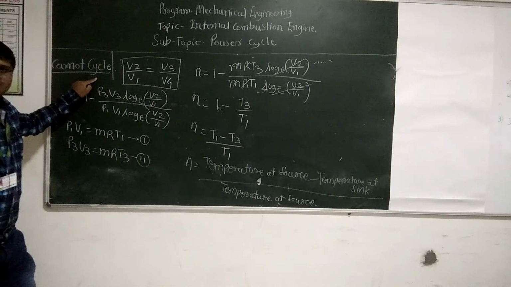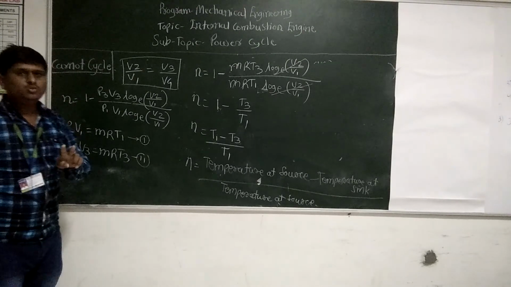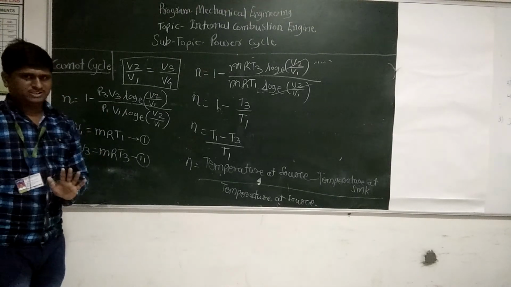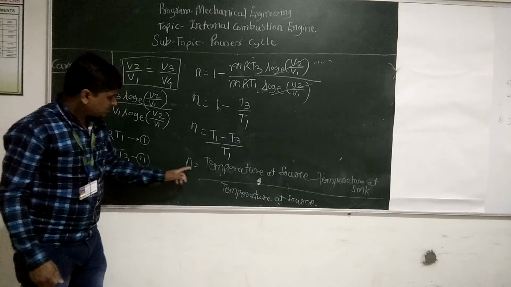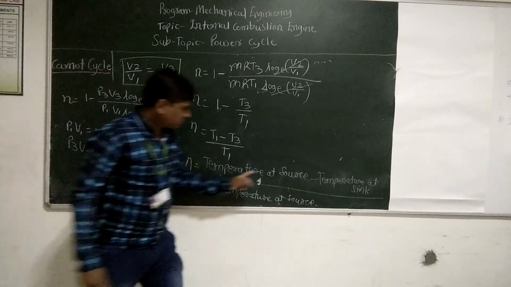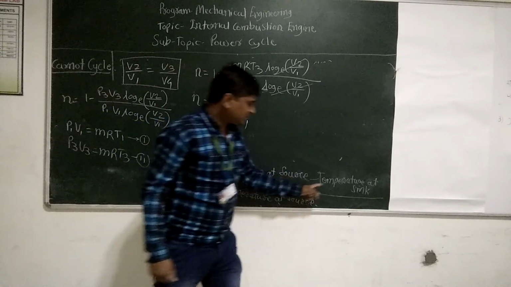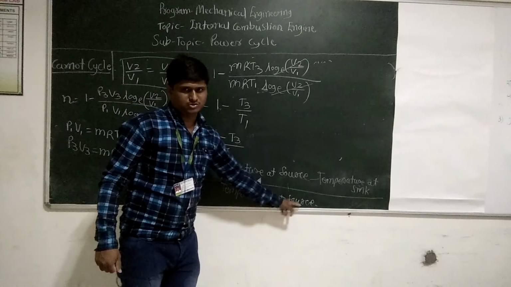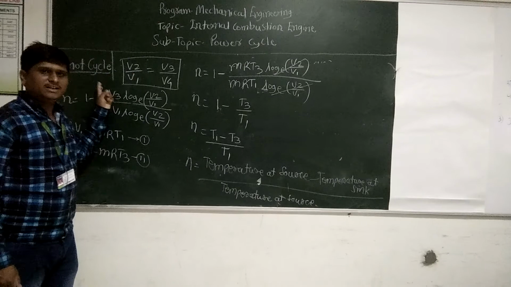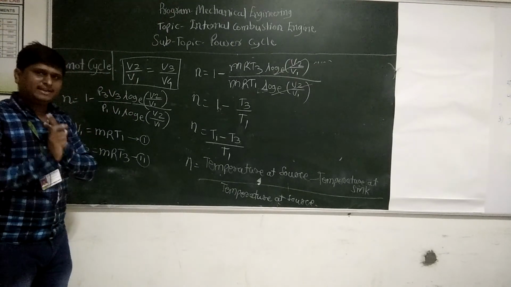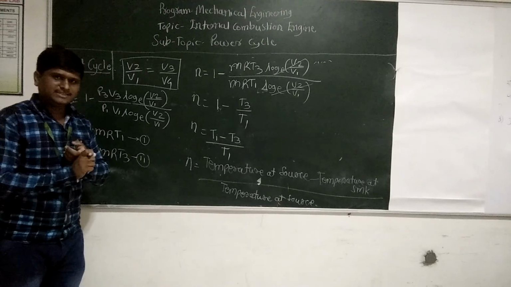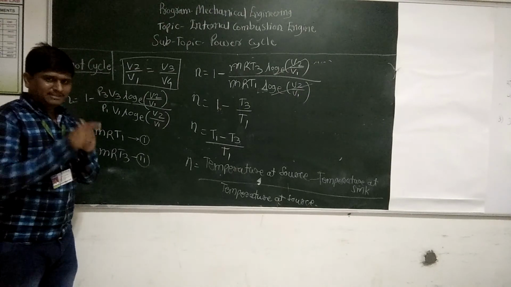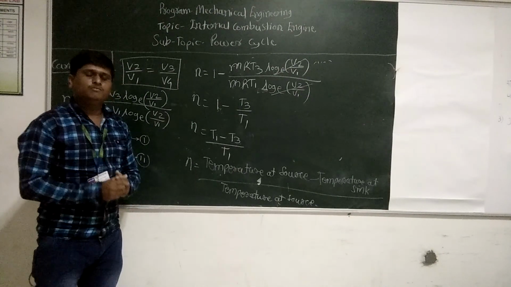So we discussed the Carnot cycle, with 4 processes, of which 2 are reversible isothermal and 2 are reversible adiabatic, meaning isentropic. The efficiency of the Carnot cycle is temperature at source T1 minus temperature at sink T3, upon T1, the temperature at source. We studied the Carnot cycle, its processes, PV and TS diagrams, heat supplied, heat rejected, and net work done, and with the help of all these we calculated the efficiency formula of the Carnot cycle. Thanks.